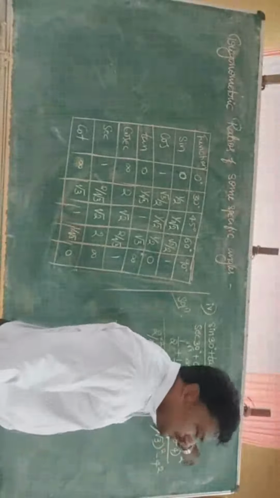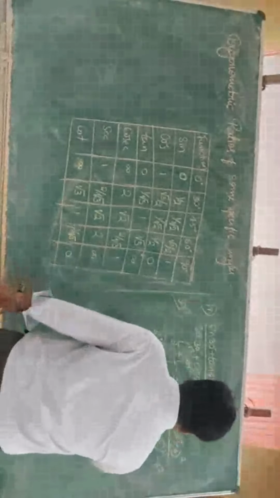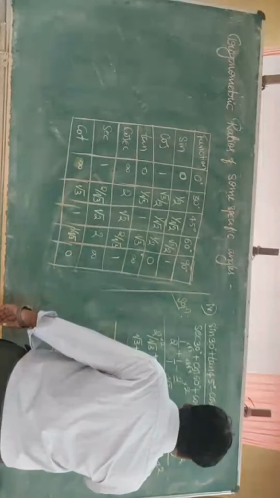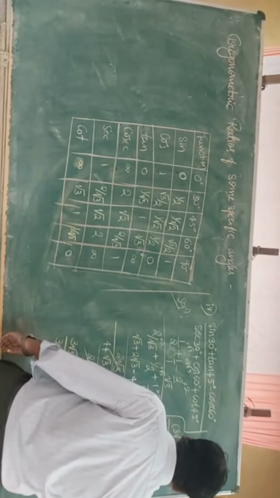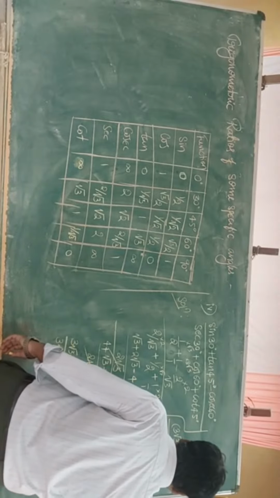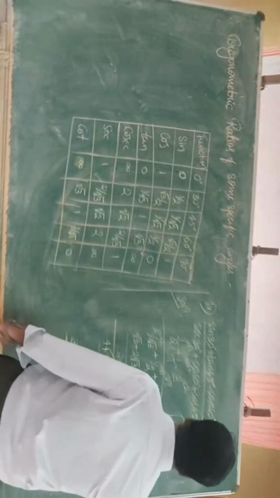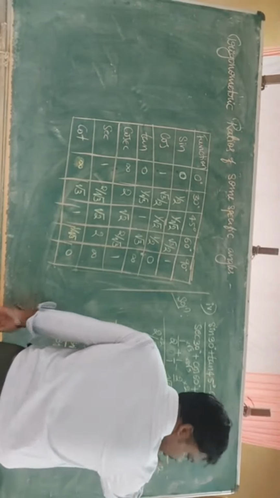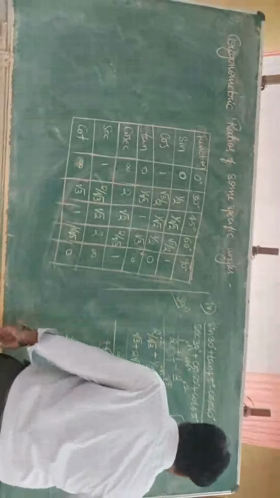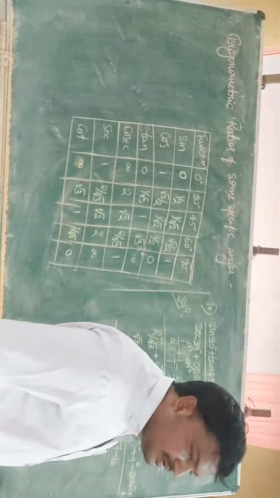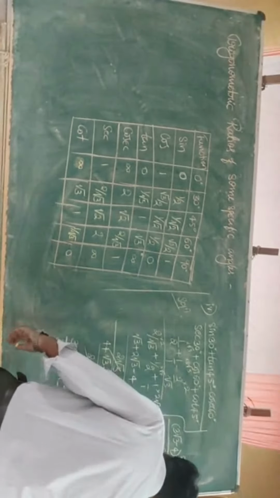Numerator is a minus b whole square expansion: a square plus b square minus 2 into a into b. 3 square is 9, root 3 square gets cancelled, 27. 27 minus 4 square is 16. 27 minus 16 is 11. Yes, 11.